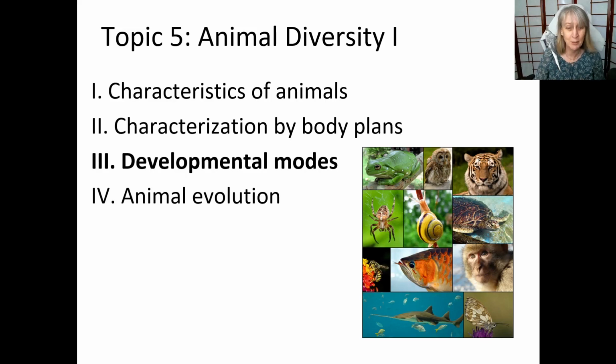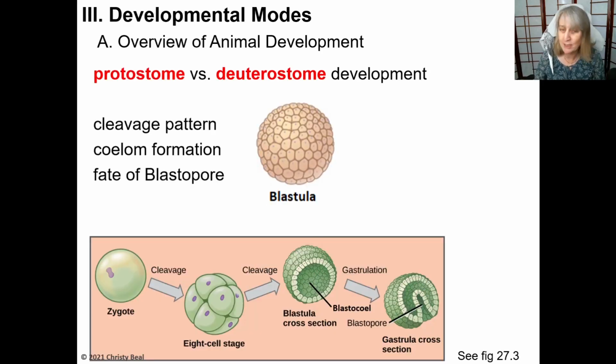And then on to developmental modes. We've already looked a little bit at this. I want to look at this blastula and give you a few more vocab words to use with it. So we said that it's a derived characteristic of animals that they have this standard development pattern. A diploid zygote, basically a fertilized egg, goes through cleavage. This is a lot of mitosis where the cells stay stuck together, 2 cells, 4 cells, 8 cells, and so on. And they ultimately develop into a blastula.